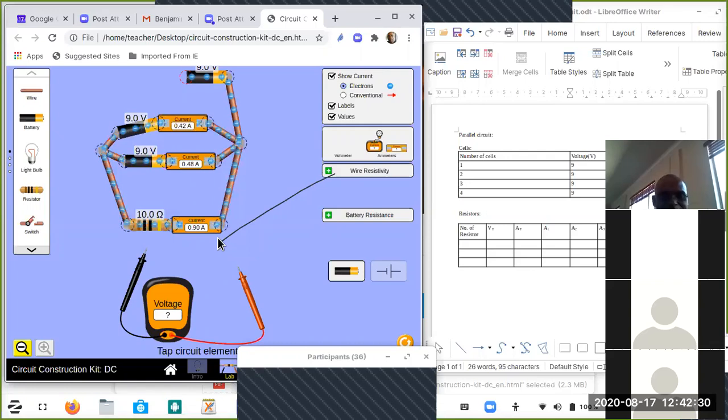Anyone to try? Look at the current from the two cells and the total current flowing through the resistor. What can you say about that? So when you add the currents like 0.42 and 0.48, they make 0.9 amps. Right. That's true, and that's correct.